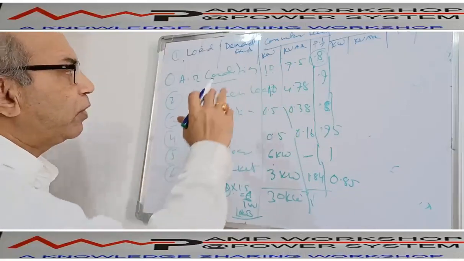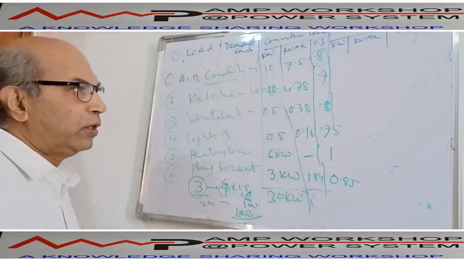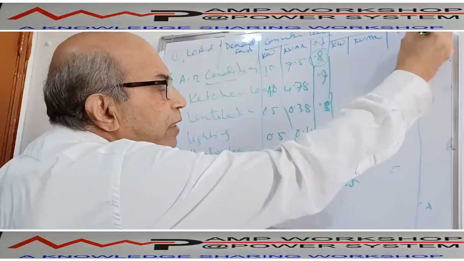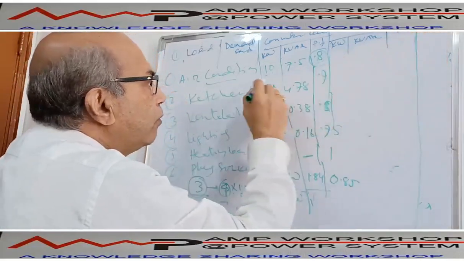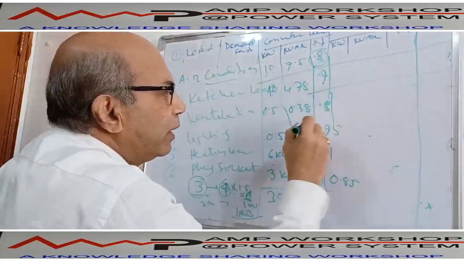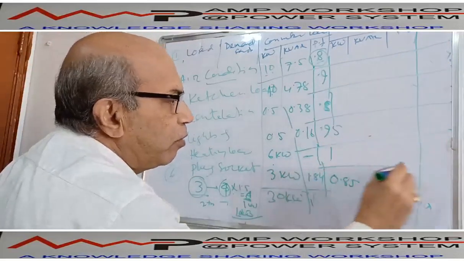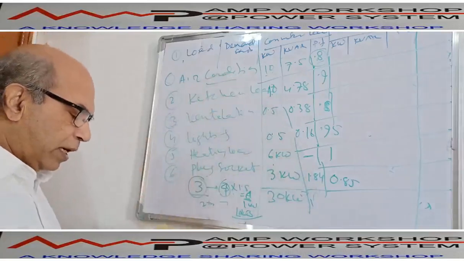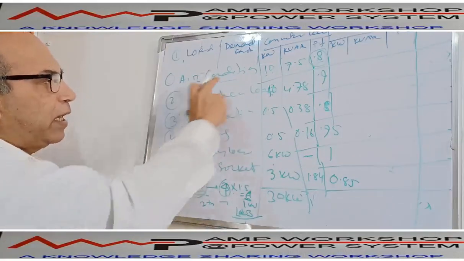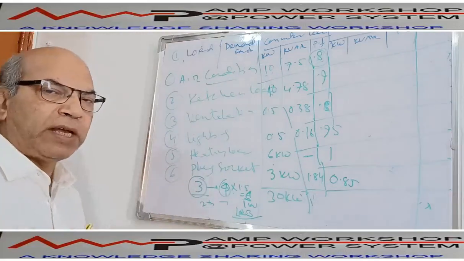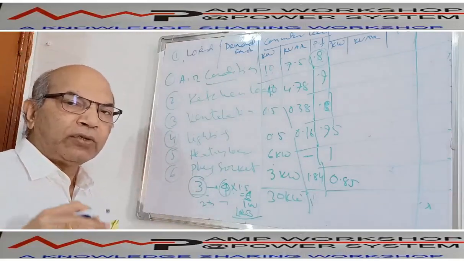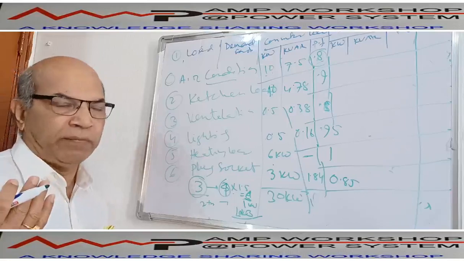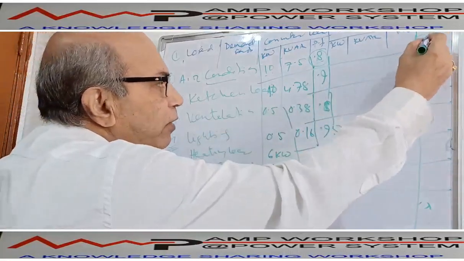Now if we consider the diverse demand factor for all this load, how will we calculate it? We can write down a separate column for the demand factor of each type of load, because each is used in a different way. For air conditioning, not more than 50% will be running at one time, right? If we consider 60%, the demand factor for the air conditioning system is 0.6.